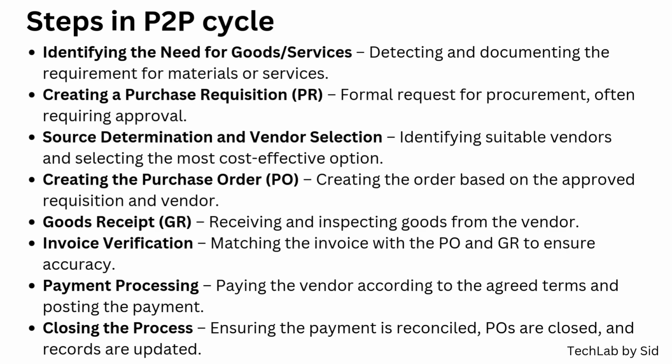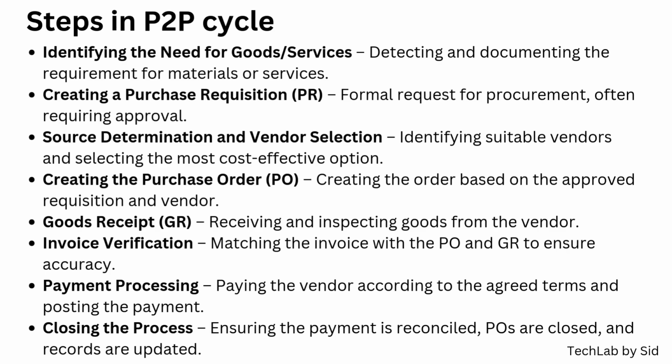This is a formal request for procurement, indicating the required materials or services. The PR is typically reviewed and approved by the relevant authorities before moving forward, ensuring that only necessary purchases are made. Source determination and vendor selection.